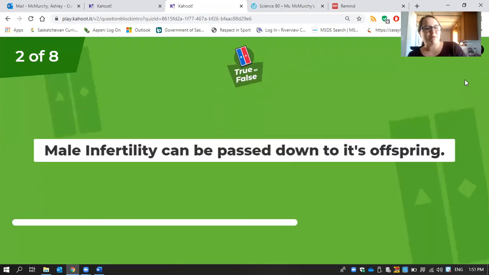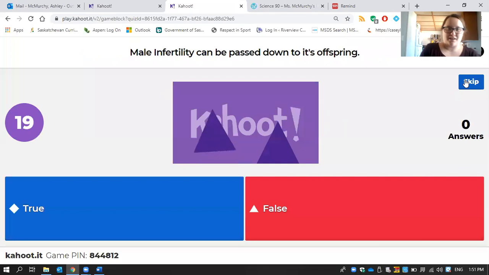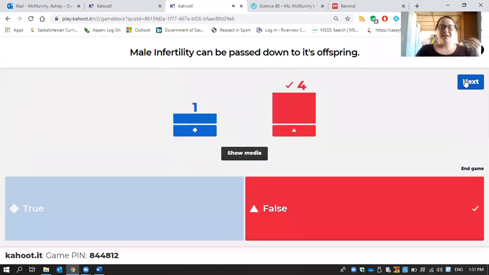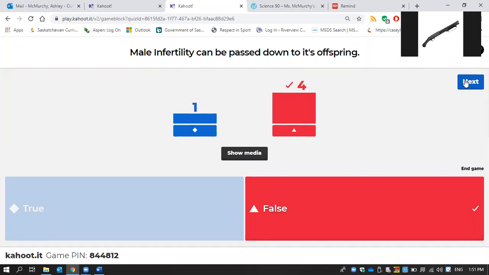True or false? Male infertility can be passed down to its offspring. That's false. That's not how this works. Well, okay, explain it, Alex. Why isn't that how it works? Because they're infertile. They can't have offspring, so they can't pass it down. That is correct. That's not how life works.